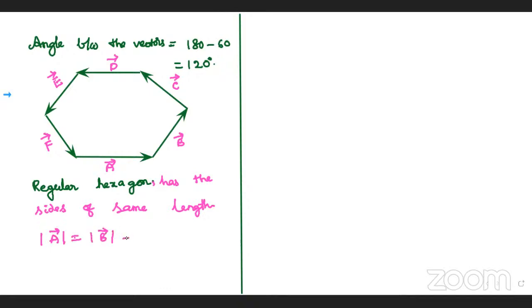mod C bar, mod D bar, mod E bar, and mod F bar. All have the same magnitude. Let it be L, as in the previous question.